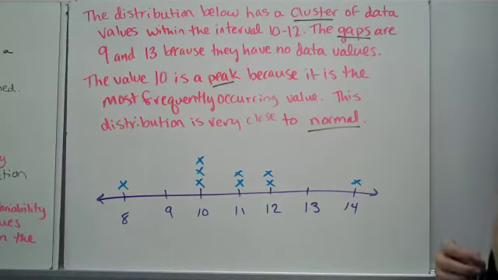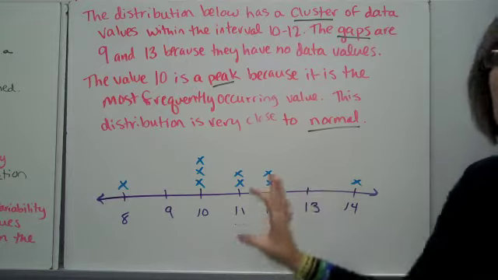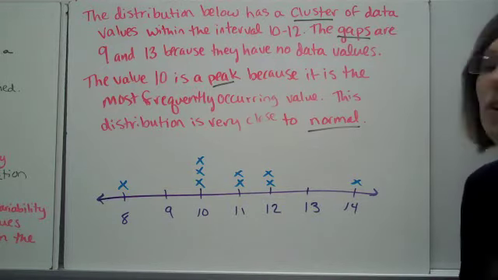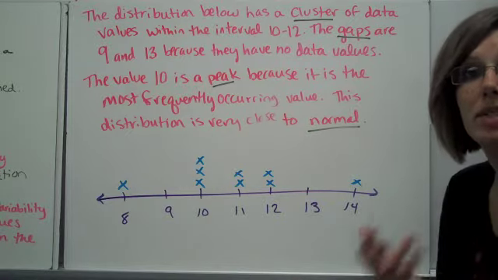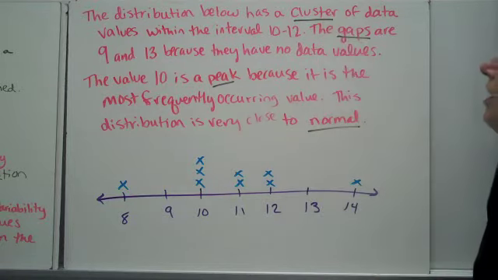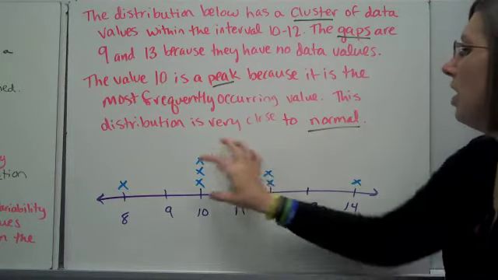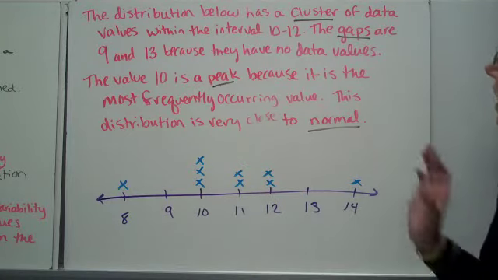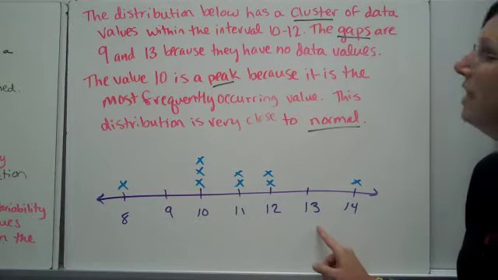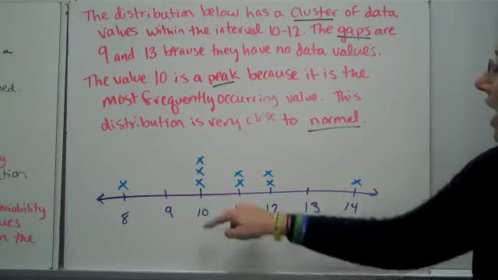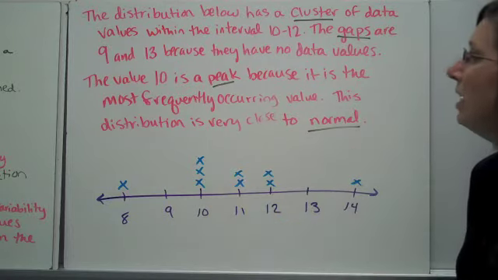Okay, so here's an example of a line plot, also known as a dot plot. And we can use those vocabulary words we just went over to describe its distribution. The distribution below has a cluster of data values within the intervals 10 to 12. So here is the main focus of our data. It's a cluster. The gaps are at 9 and 13 because they have no data values at all. The value 10 here is a peak because it is the most frequently occurring value.